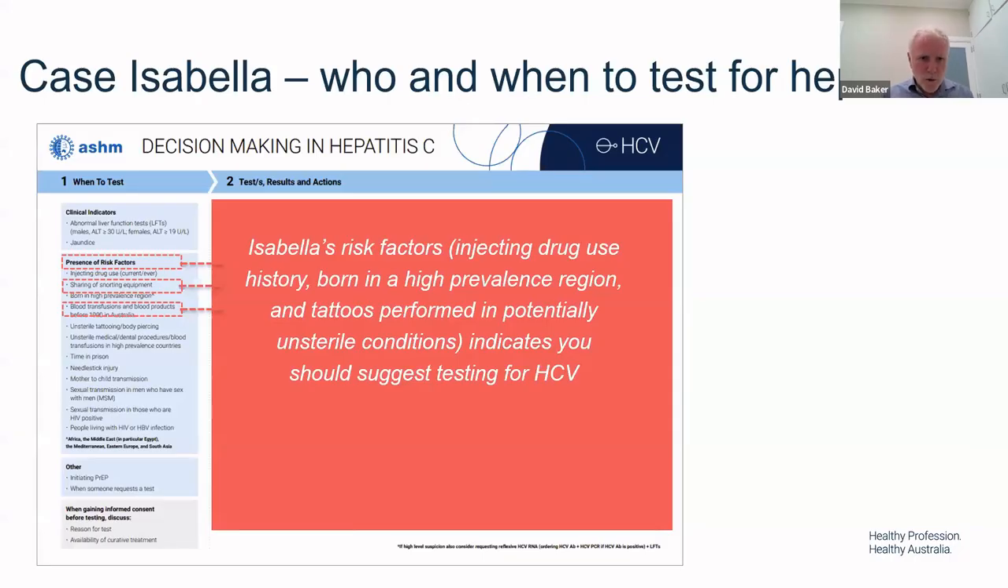So if we refer to our tool, Isabella had 3 risk factors: history of injecting drug use, which of course is very important, and overseas tattoos from a potentially non-sterile tattoo parlor, and birth in Italy. So 3 reasons to progress to a hepatitis C test. I mean, fatigue is also a symptom potentially of hepatitis C and is a reason also to prompt a test. Alcohol in itself is not a risk factor for hepatitis C. So we might move on to the next slide.